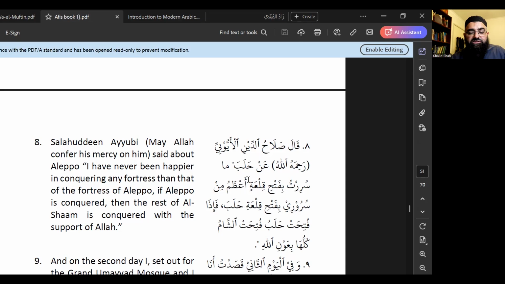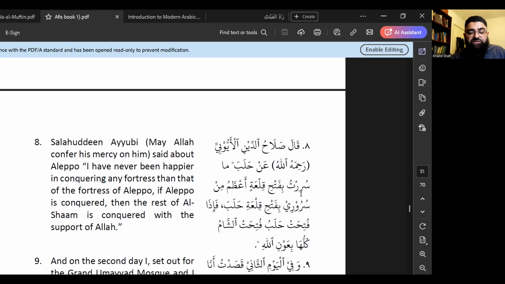An halaba, about, he said about Halab. Right? What did Salahuddin Ayyubi rahimahullah say about Halab? An halaba, about Halab. Right? An is harf jar. Remember, Halab is a diptote, it's ghayr munsarif, it doesn't take a kasra. Ma surirtu, I was not made happy. Surira, sarra, surirtu. Surirtu, I was not made happy. This is the majhul form, the passive form of the verb.